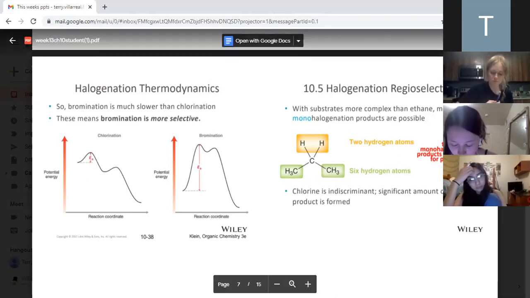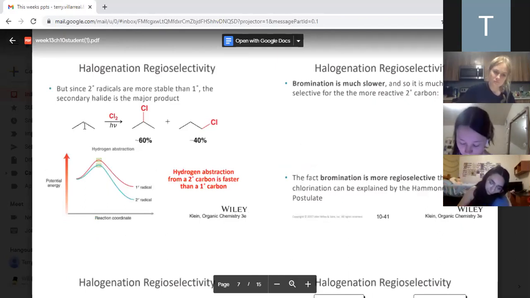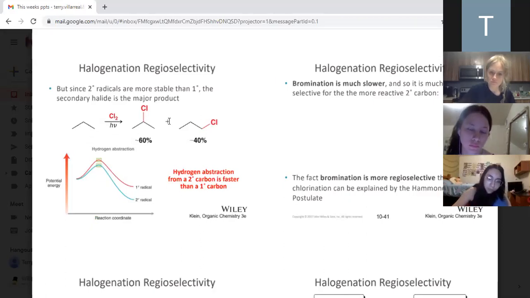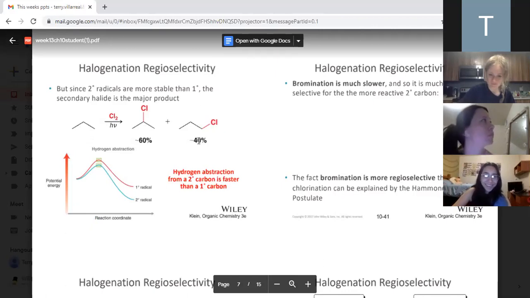So now as we scroll down, when we look at our halogenation reaction, right? Here I have my secondary in the middle and my primary on the outside. So my chlorine could either add to the secondary carbon or to one of the two primaries, right? And so 60% of the time, it is going to add to our secondary. 40% of the time, it is going to add to our primary.